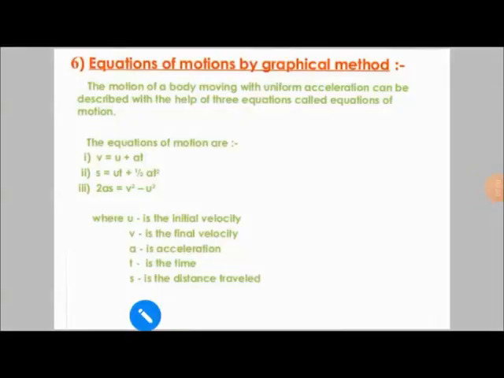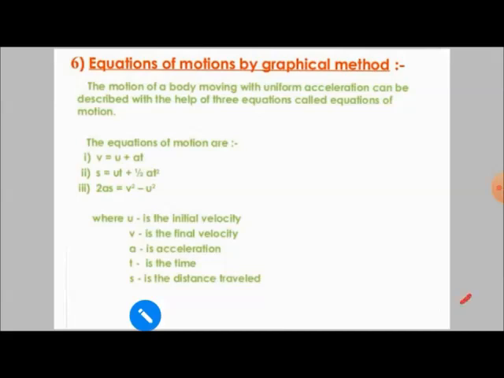Equation of motion by graphical method. When a body is moving along a straight line with a uniform acceleration, we can establish a relation between the velocity of the body, the acceleration of the body, and the distance traveled by the body in a particular time. So these equations are known as equations of motion. The motion of a body moving with a uniform acceleration can be described with the help of three equations.